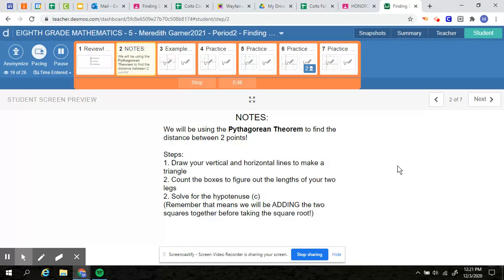What we'll be doing today in class is finding the distance between 2 points. So you will see these notes here. These are kind of here to help you if you get stuck. But all we will be doing today is drawing a triangle on our grid, counting the boxes to figure out the lengths of your 2 legs, and then solving for the hypotenuse, which you guys are used to doing.